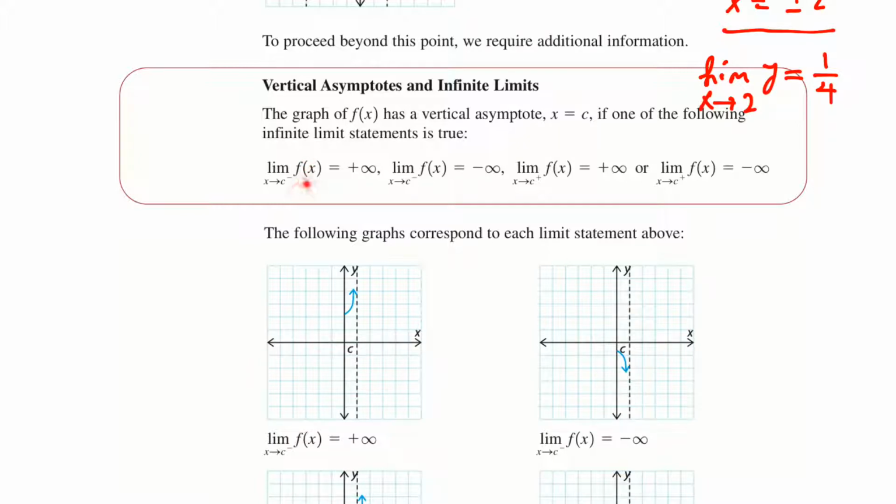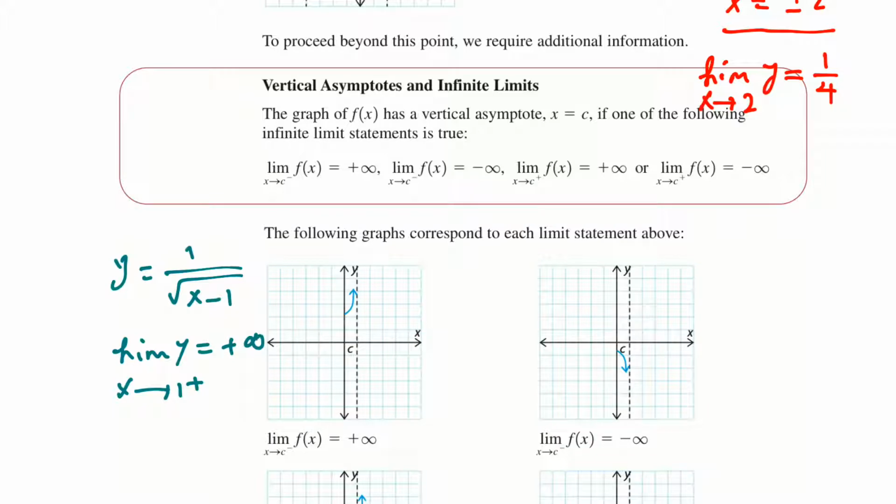So if the limit of f of x as x approaches c from either side is either positive or negative infinity, x equals c is called the vertical asymptote of the function. For example, if we consider y equals 1 over square root of x minus 1, the limit of y as x approaches 1 from the positive side is positive infinity. The limit of y as x approaches 1 from the left side does not exist, but x equals 1 is the vertical asymptote of the graph of the function.